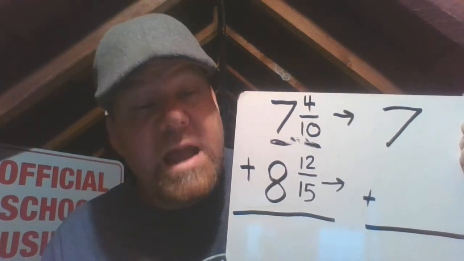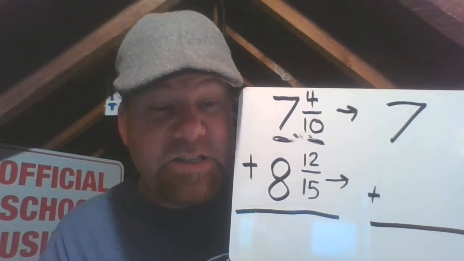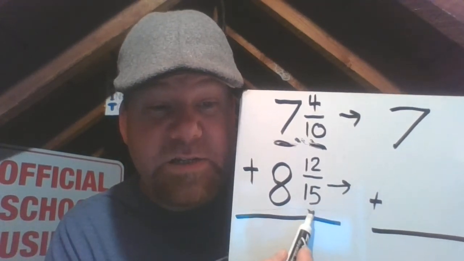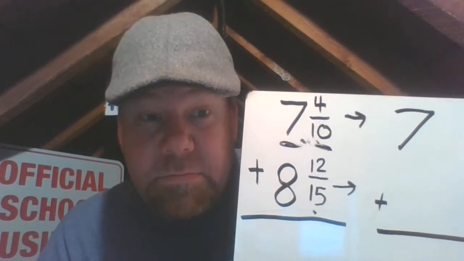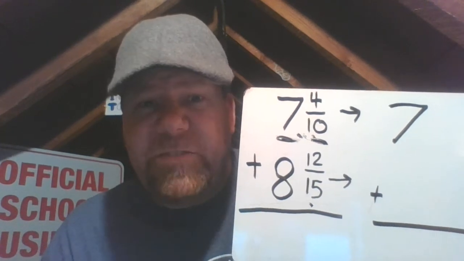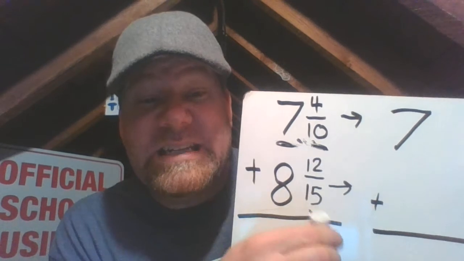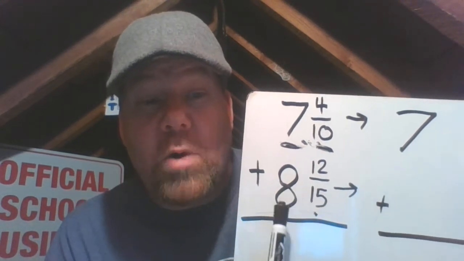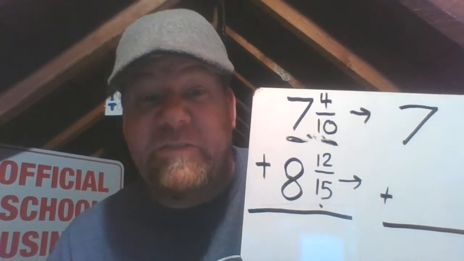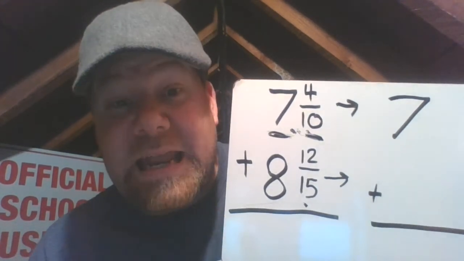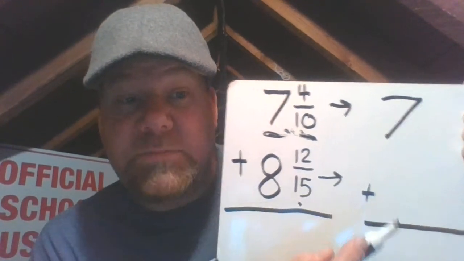Now let's go to our next mixed number, 8 and 12/15. Now let's look at that 12/15, okay? Half of 15 would be 7.5, okay? So 12/15 is by far closer to 1 whole than it is to 0. So we're going to round this whole number up because 8 and 12/15 is closer to 9 than it is to 8. So this mixed number becomes 9.